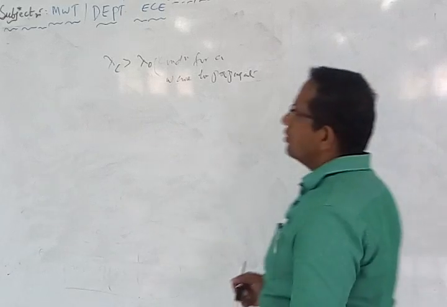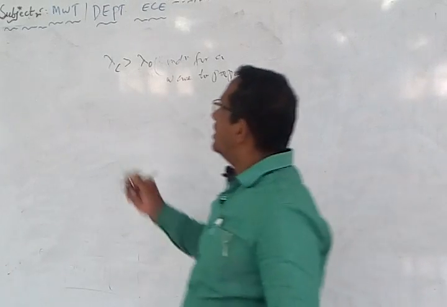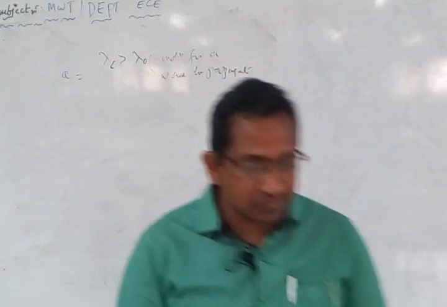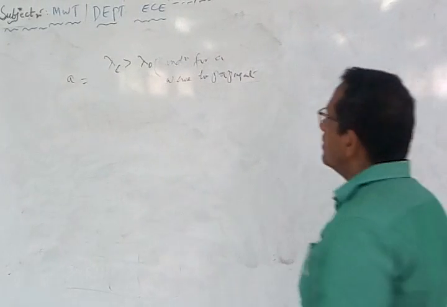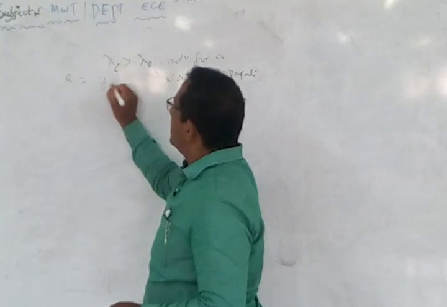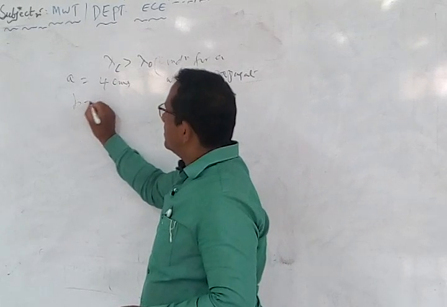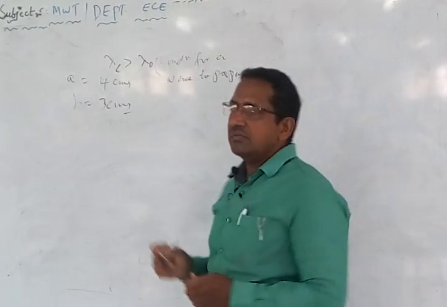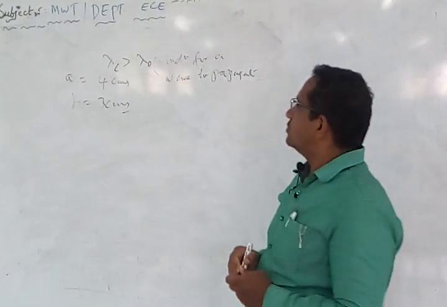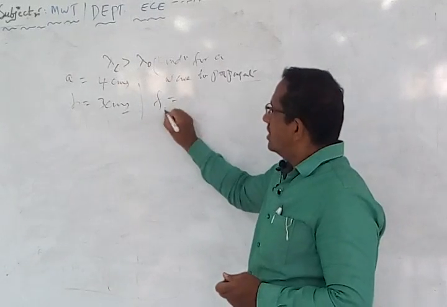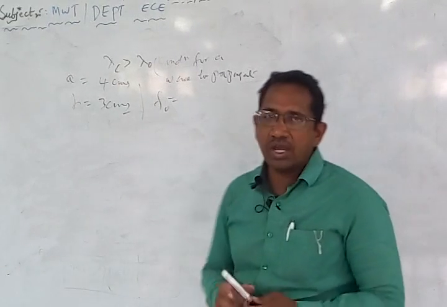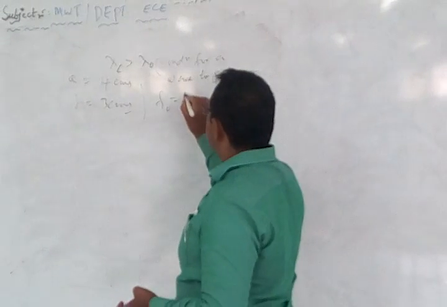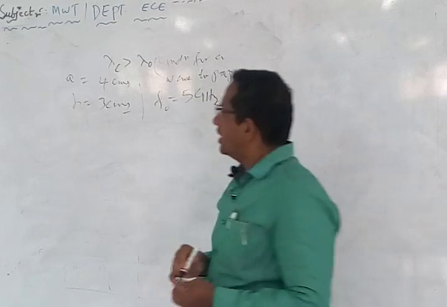To find lambda naught, let us write down the given data. A is given as 4 centimeters, B is 3 centimeters. In a rectangular waveguide, A is always greater than B, which we already know. Next, what is the frequency given? The signal frequency given is 5 gigahertz.